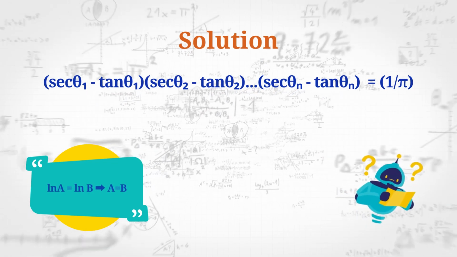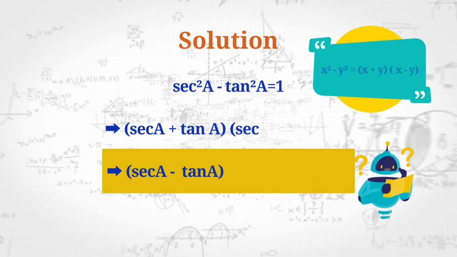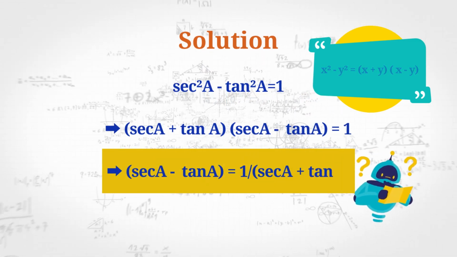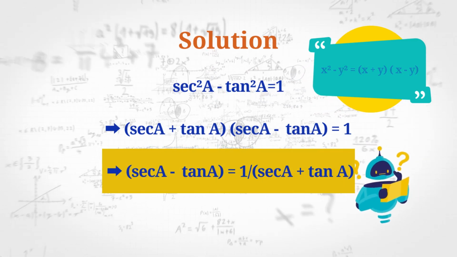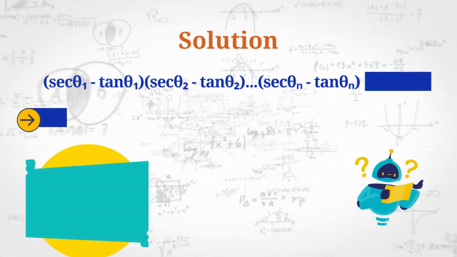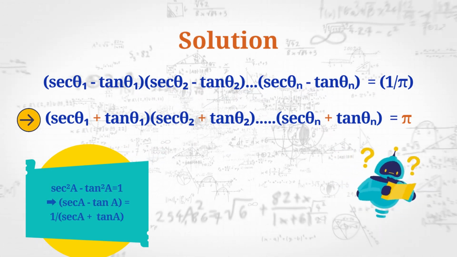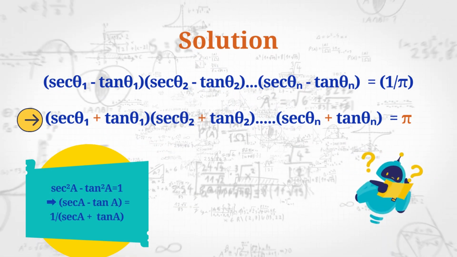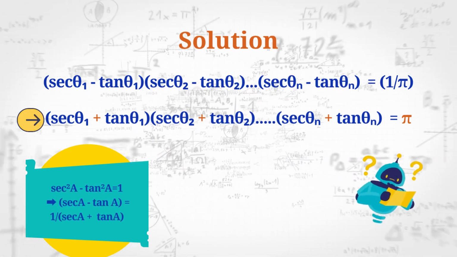over pi. Now by using the identity sec²a − tan²a = 1, we can get the value of sec a minus tan a as 1 over (sec a plus tan a), right? Applying this to each term, we get (secθ₁ + tanθ₁)(secθ₂ + tanθ₂) and so on up to (secθn + tanθn) equals pi.